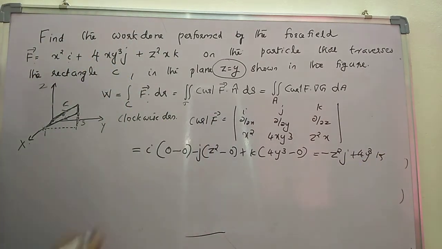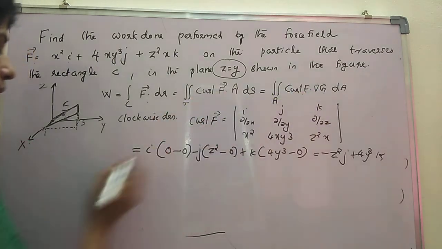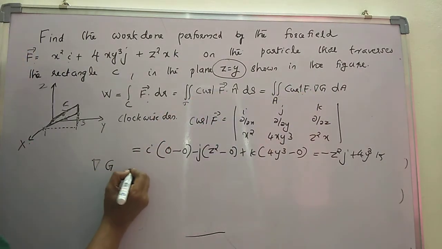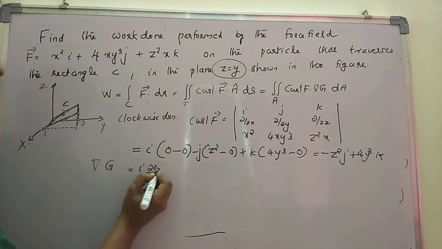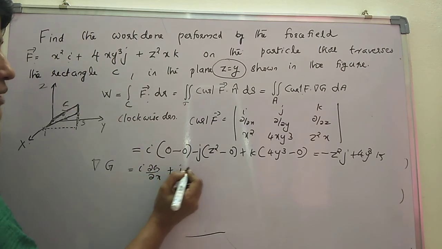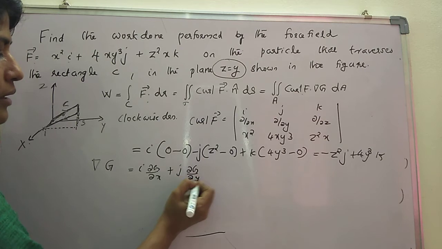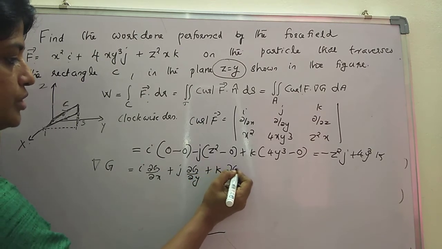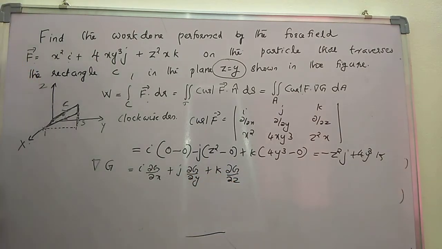Now we have obtained curl F, and next we need del g. We know that del g is equal to i ∂g/∂x plus j ∂g/∂y plus k ∂g/∂z. So here you should know what g is represented as.